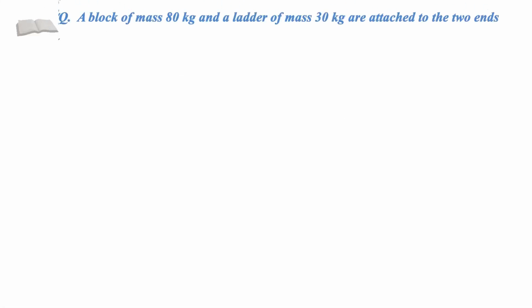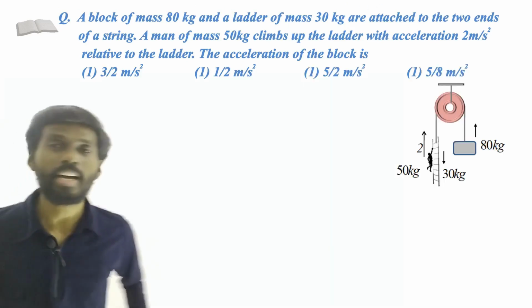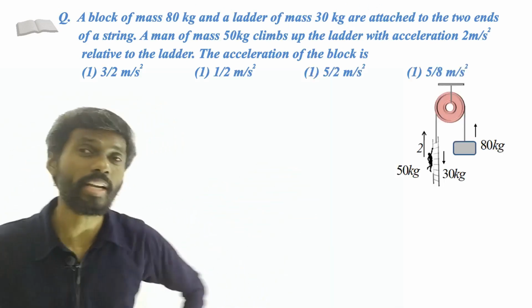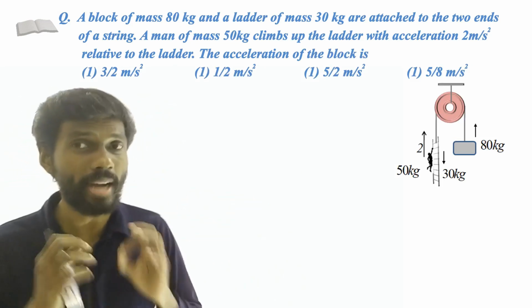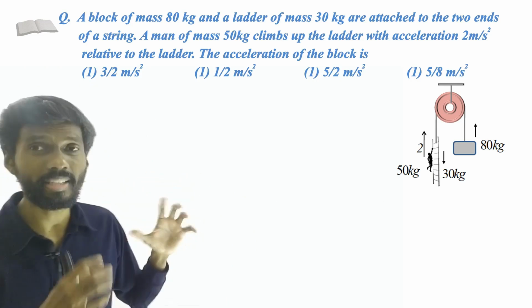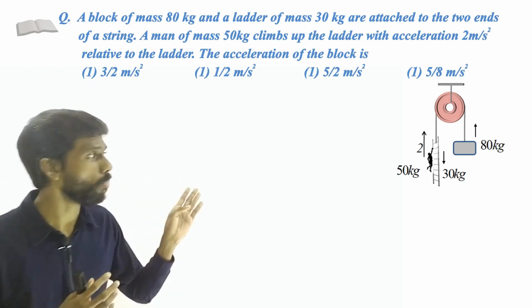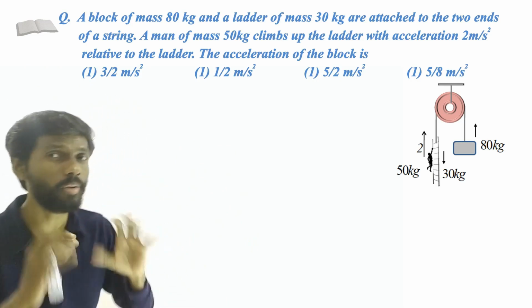A block of mass 80 kg and a ladder of mass 30 kg are attached to the two ends of a string. A man of mass 50 kg climbs up the ladder with acceleration 2 meter per second square relative to the ladder. The acceleration of the block is? Here we have a string over a pulley, one end of which is attached to a block of mass 80 kg. The other end is attached to a ladder. The man is standing on the ladder, right? Now the combined mass of the man and the ladder is also 80 kg. So on both sides we have the mass 80 kg. That means the system as such is in equilibrium.